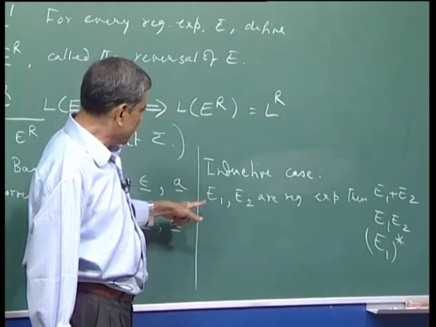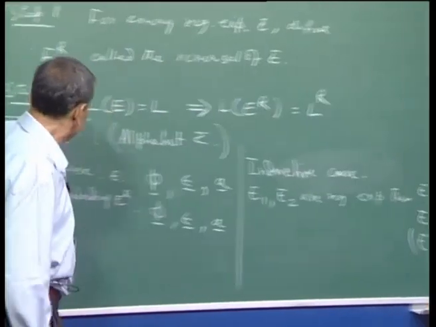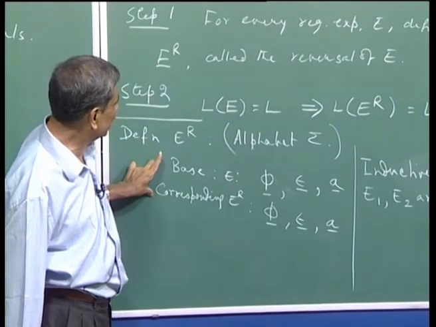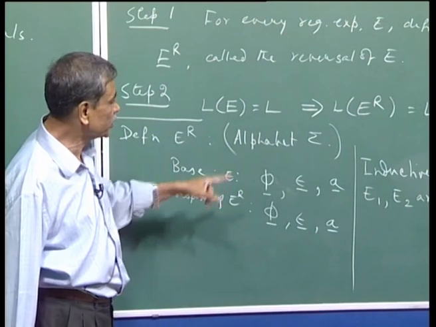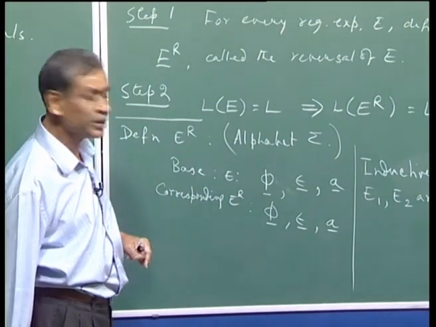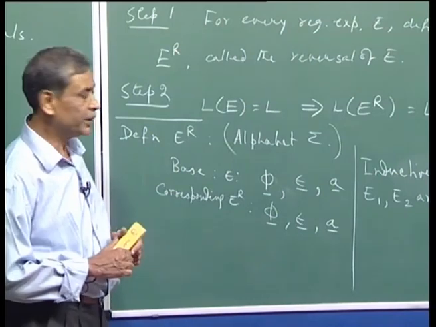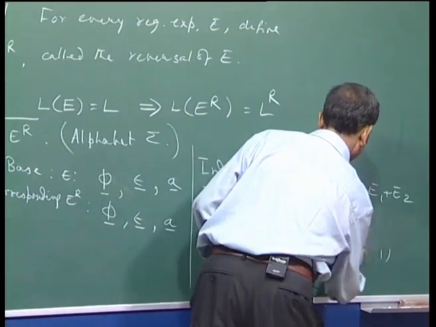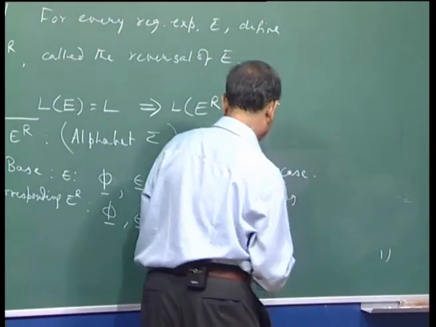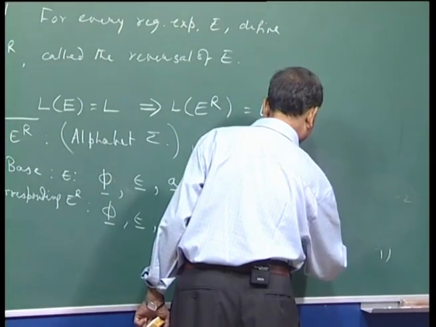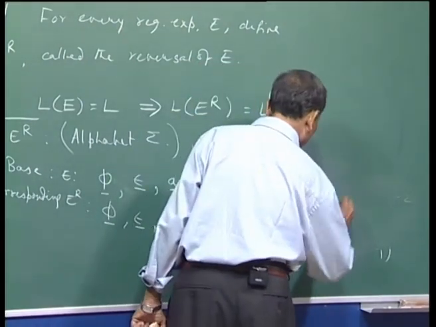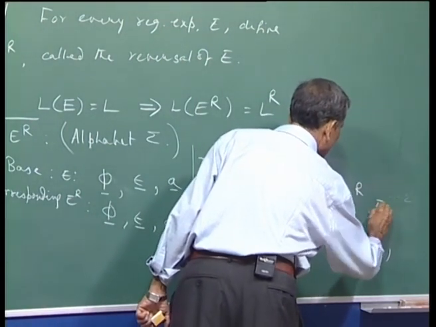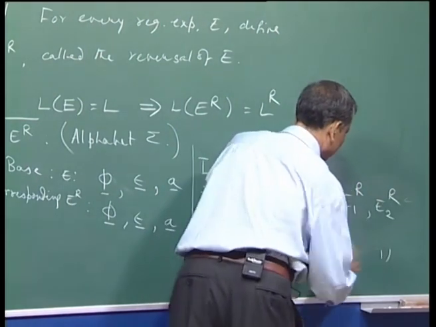Now, what we need to do in our attempt to prove this assertion, having proved the base case, is to say that suppose E1 and E2 are two regular expressions, then inductively I can assume that the assertion holds for them. And now, the assertion will say about E1 R and E2 R the following.